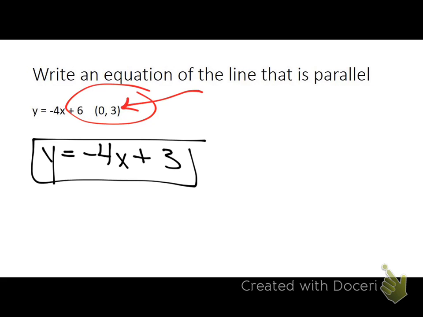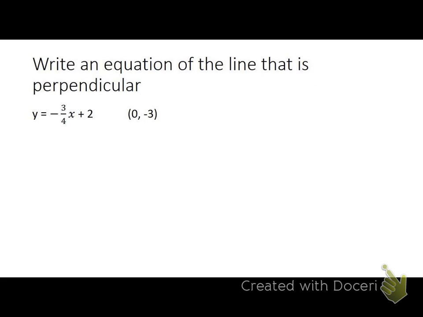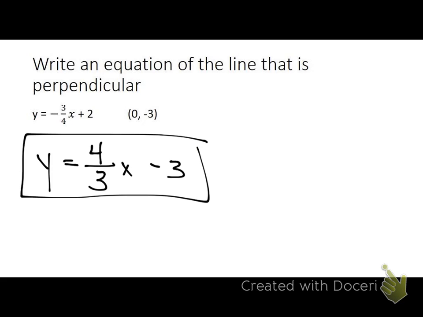All right, so now let's do perpendicular. Now write the equation of the line that is perpendicular. Okay, so what do we know about the slopes of perpendicular lines? That's opposite. Negative reciprocal. Very good. So y equals positive 4/3 x, and what's my y-intercept? Negative 3. Okay. All right, so that's perpendicular lines. Don't you wish that you could have a whole test just of those?